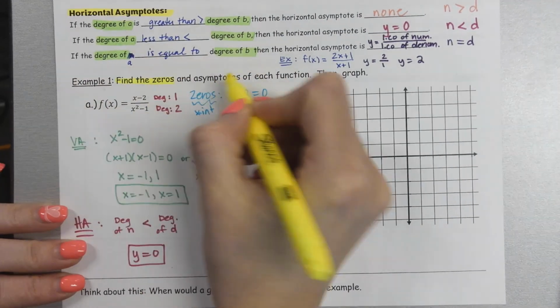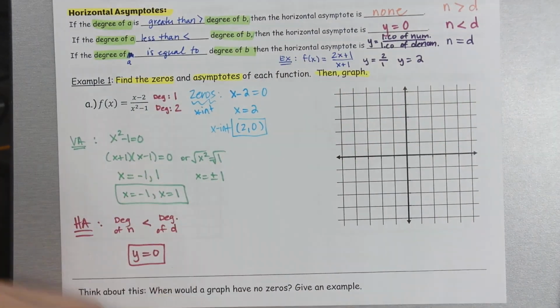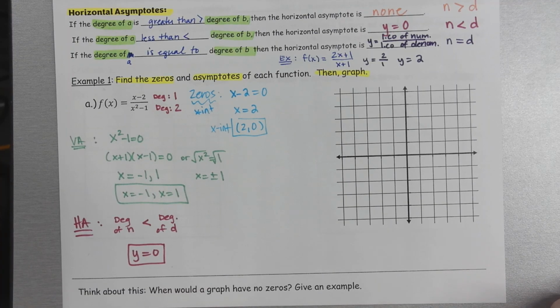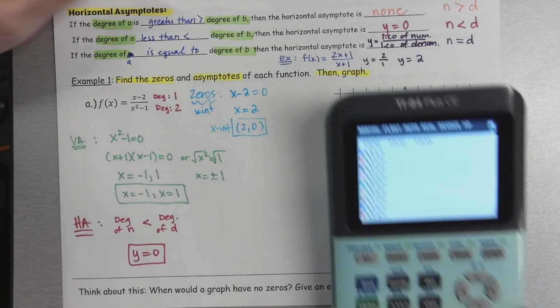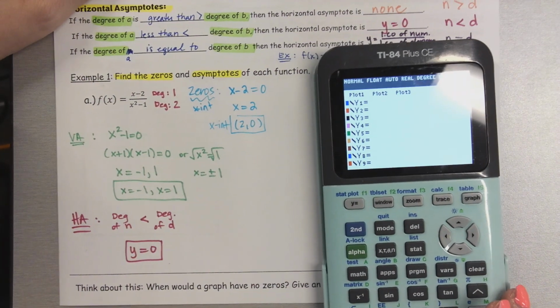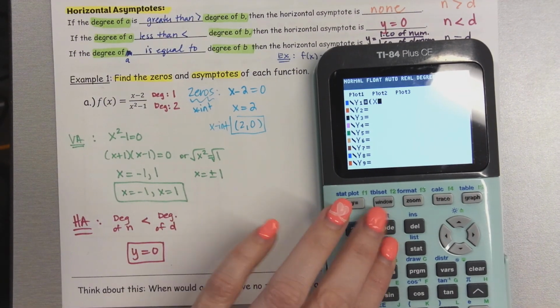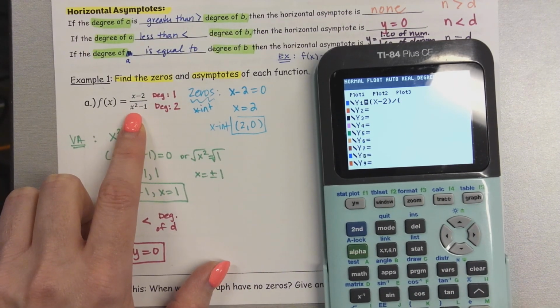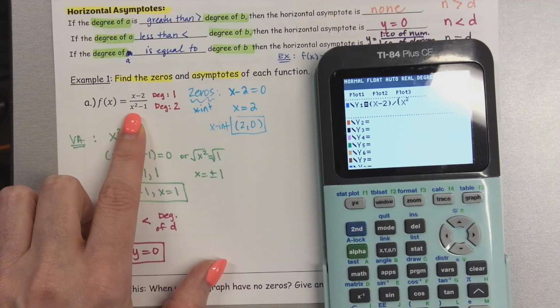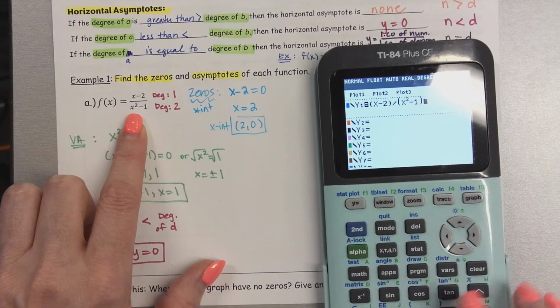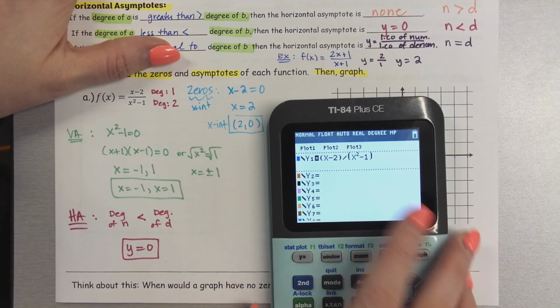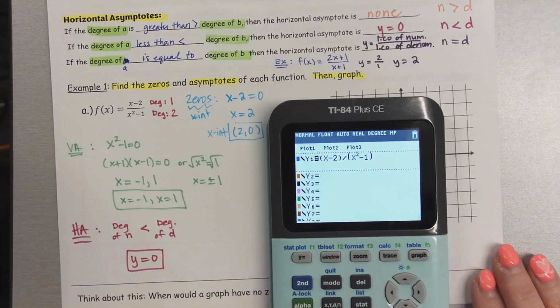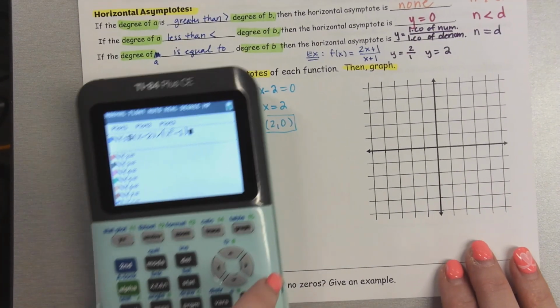Okay, so we found the zeros, we found the asymptotes. Now we are going to graph with a table. As you remember, we want the middle of our table to be the asymptotes. If you have more than one, we're going to have to do a few different branches. So we have x minus 2 divided by x squared minus 1, not the factored form. You do need parentheses around each one because they're binomials.